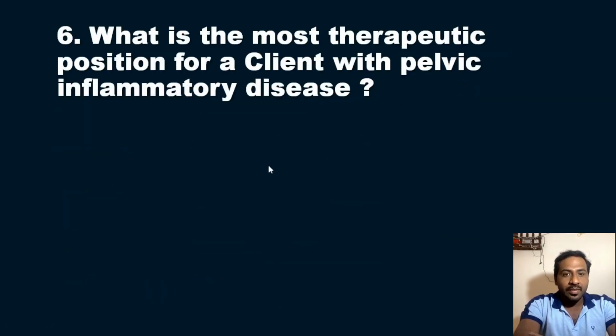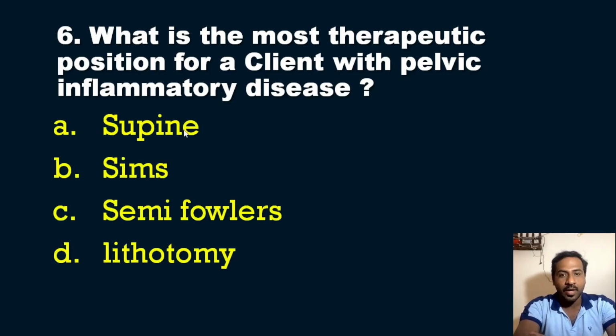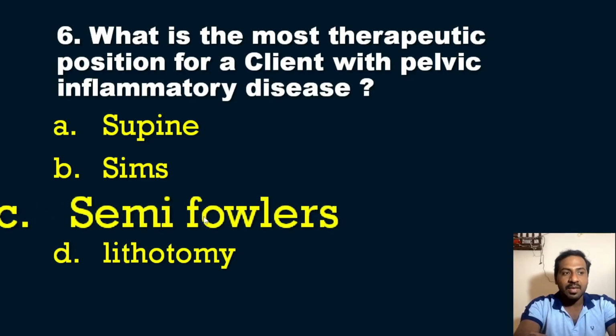So moving to the sixth question in our ICU series, the question is, what is the most therapeutic position for a client with pelvic inflammatory disease? So the patient with pelvic inflammatory disease should be provided which position, which is the most therapeutic position for a client with pelvic inflammatory disease? So the options are, first one is supine position, second option is Sims position, third option is semi-Fowler's position, and the final option is lithotomy position. So what is the answer? Patients with pelvic inflammatory disease. So the answer is semi-Fowler's position.